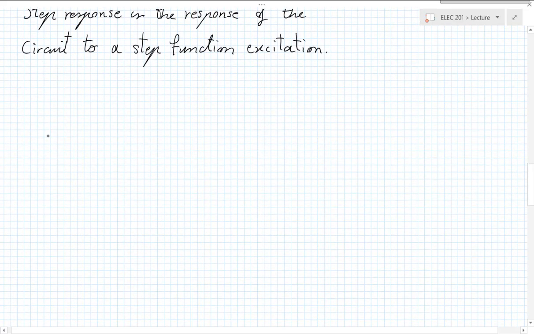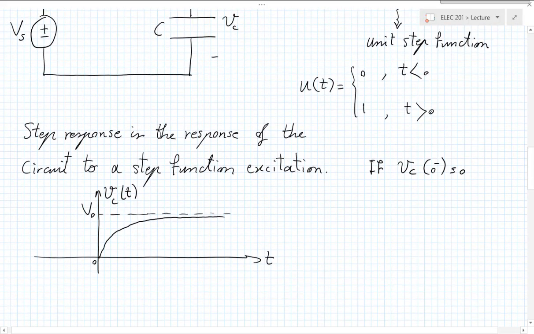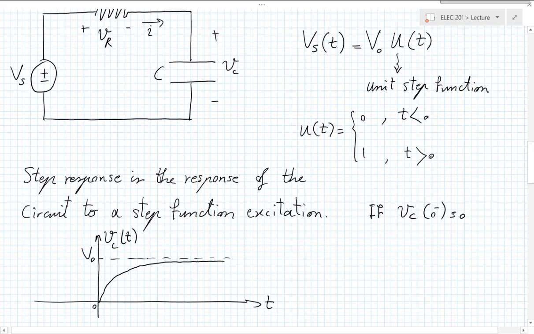So for instance, if I wanted to plot Vc of t, if at time t equals 0 the capacitor was not charged, I would see something like this. This is what we just described. And you can write the equation, the KVL, KCLs, and solve it, and you get this. I think we did something very similar before.